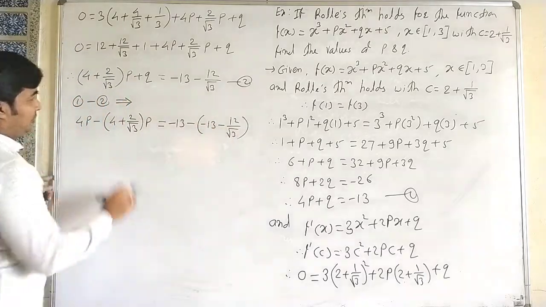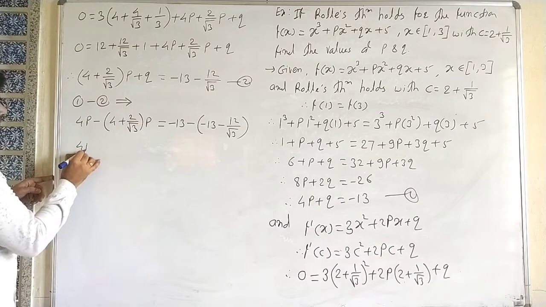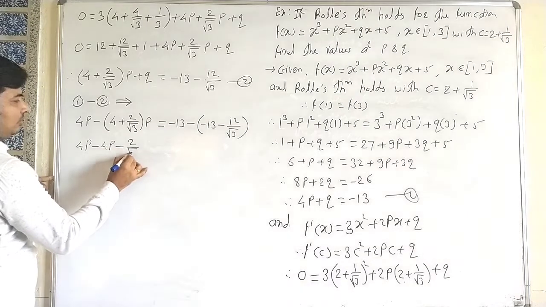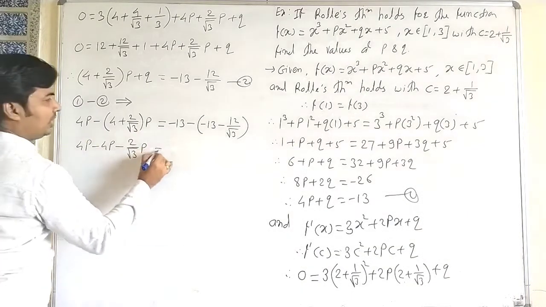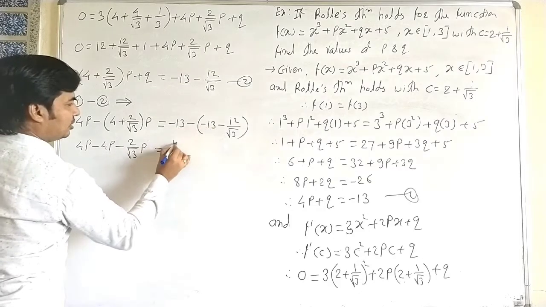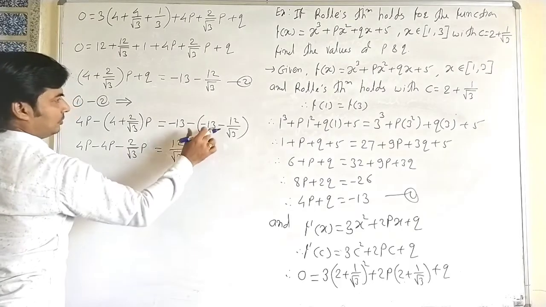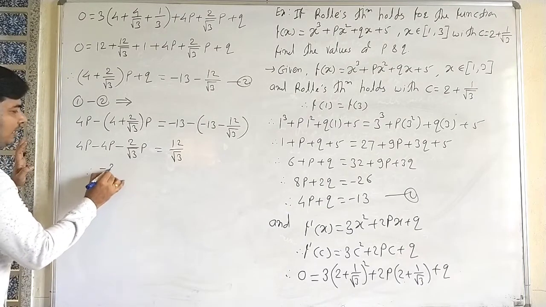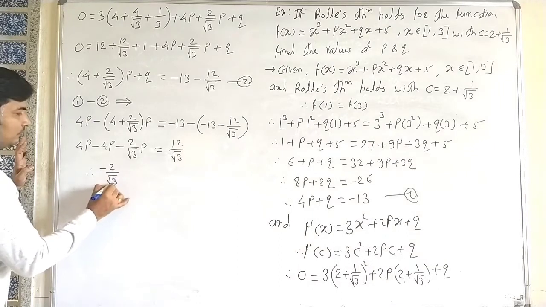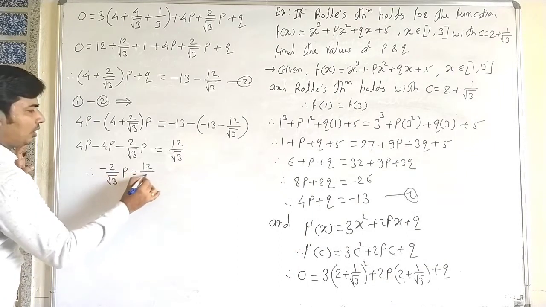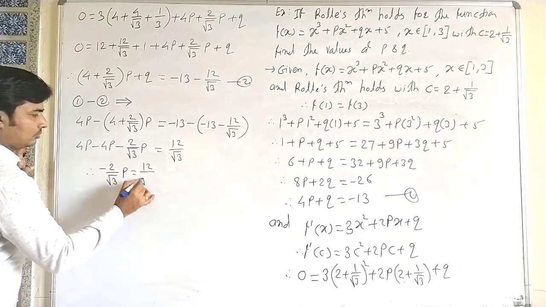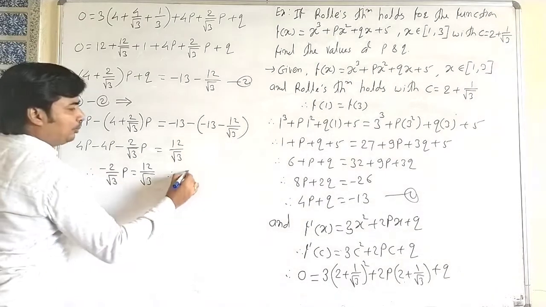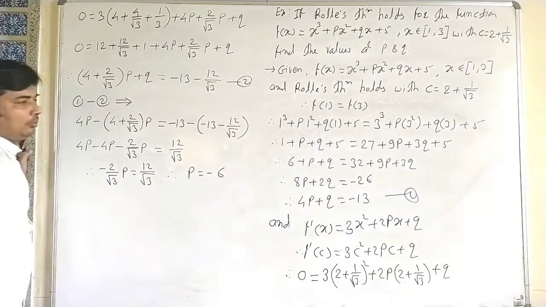It is, okay, equation 1 minus 2. Then it is 4p minus 4p minus 2 upon under root 3 p is equal to -13 plus 13 cancel and it is 12 upon under root 3. 13 gets cancelled, it is 12 upon under root 3. 4p gets cancelled. Therefore, minus 2 upon under root 3 p is equal to 12 upon under root 3. And therefore root 3 gets cancelled. So p is equal to -6.